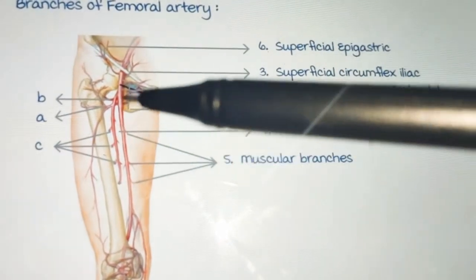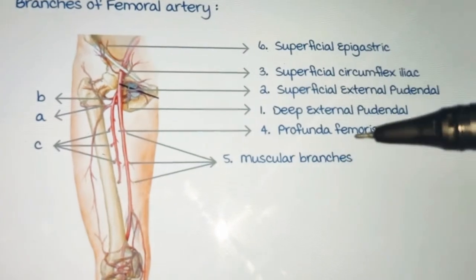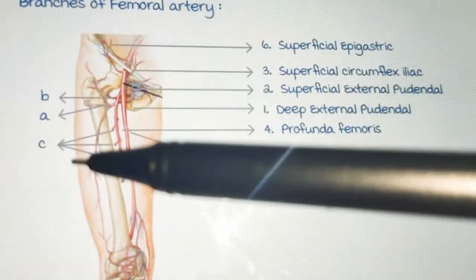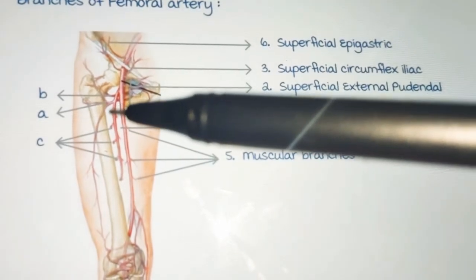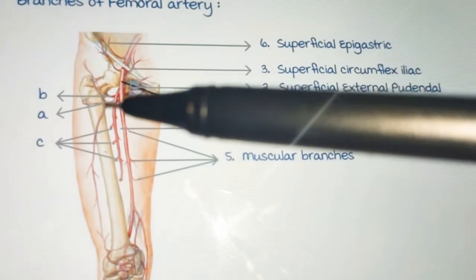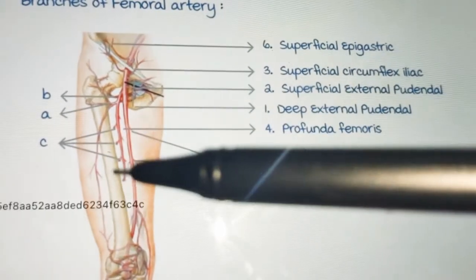So in turn, this profunda femoris artery will give A, B, C. Here A represents the lateral circumflex femoral artery, B represents the medial circumflex femoral artery, and C represents the perforating branches. Okay.